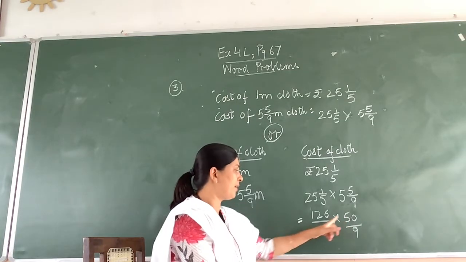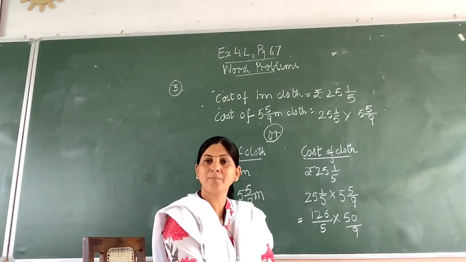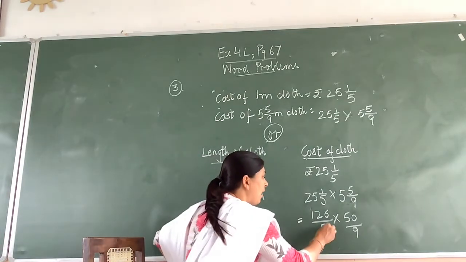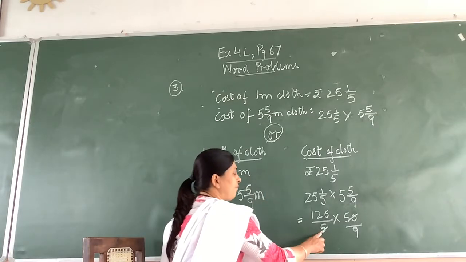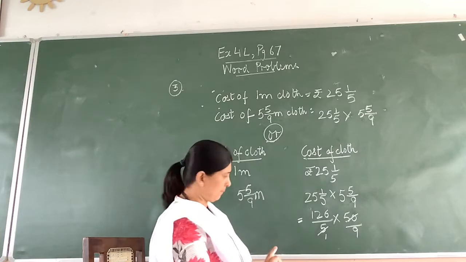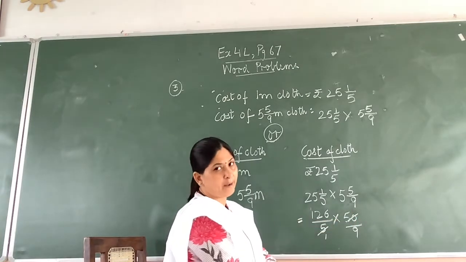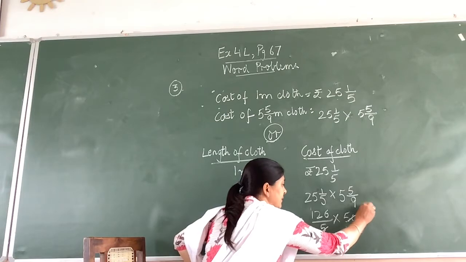Now I see 50 and 5 here. I know both the numbers are divisible by 5. So they have a common factor which is 5. So I will divide 5 by 5. When I divide 5 by 5, what do I get? 1. Now let us divide 50 by 5. When we divide 50 by 5, what do we get? 10.